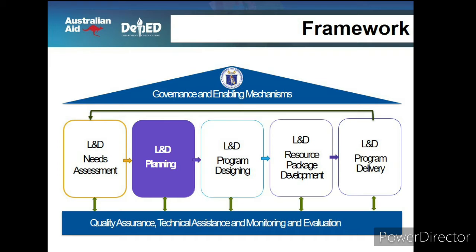Taking a look at the framework of learning and development, the structure looks like a house or a building, where the roof is the governance and enabling mechanism, and there are also 5 big posts which represent the components of learning and development. Yours truly is tasked to present the deliverables under stage 2, which is learning and development planning.